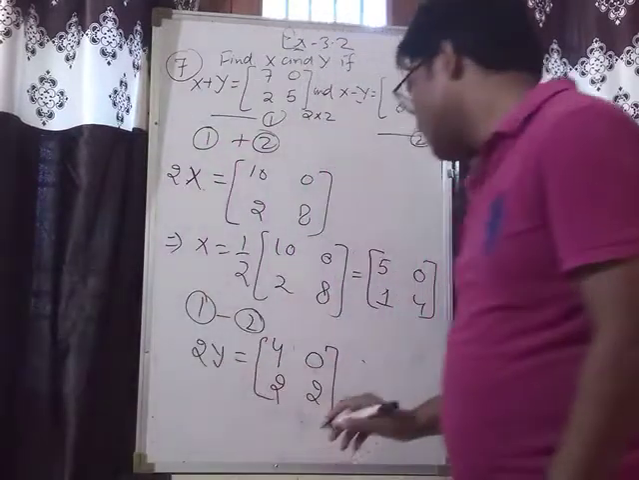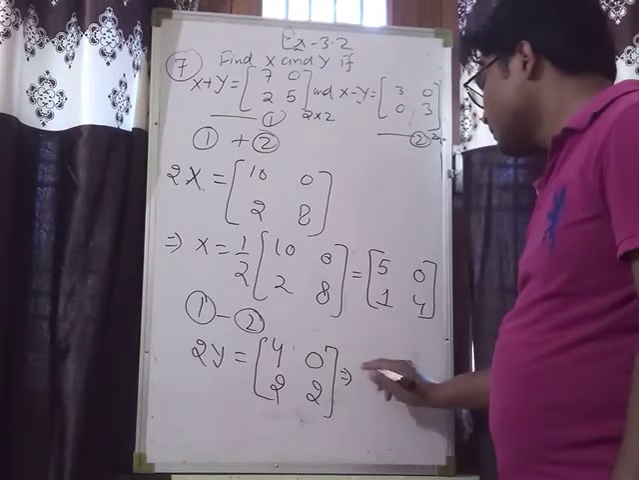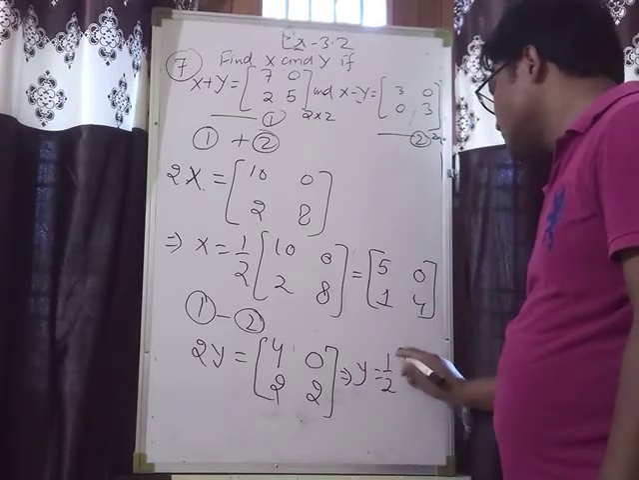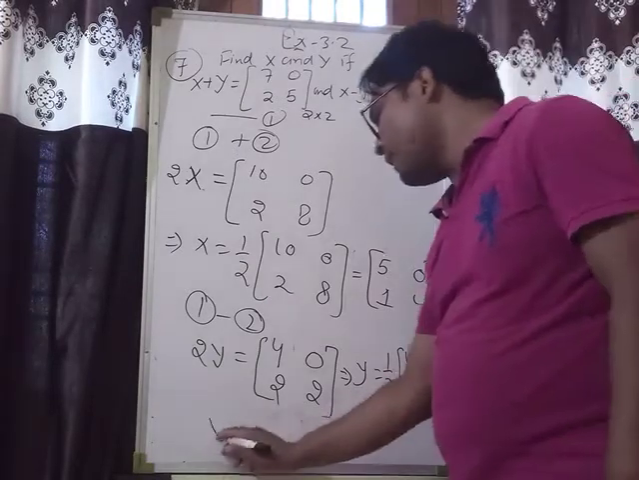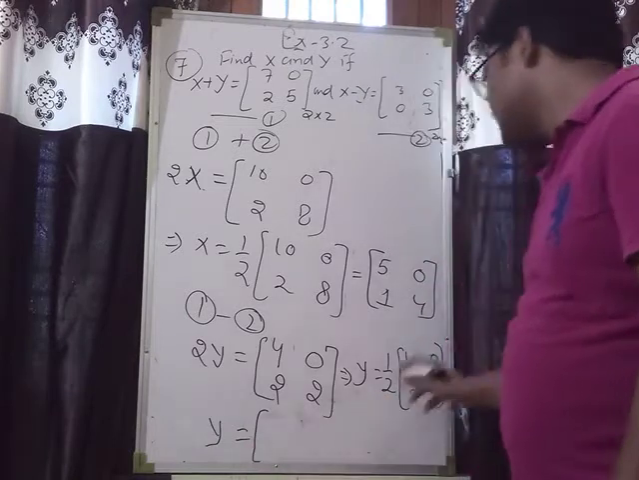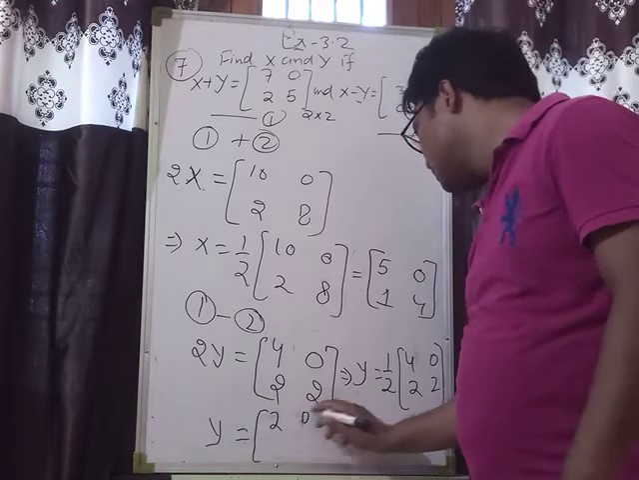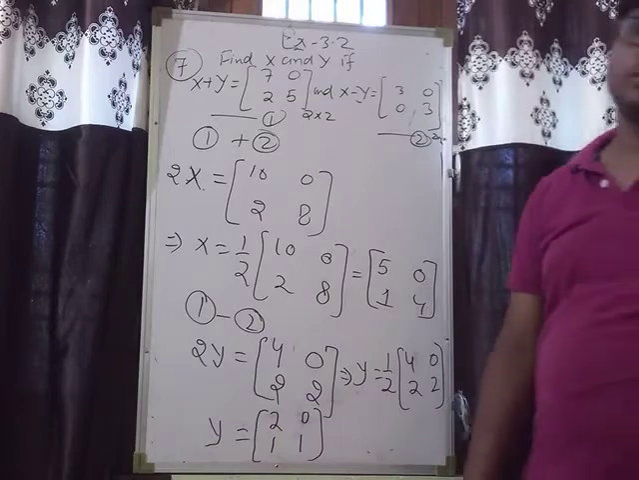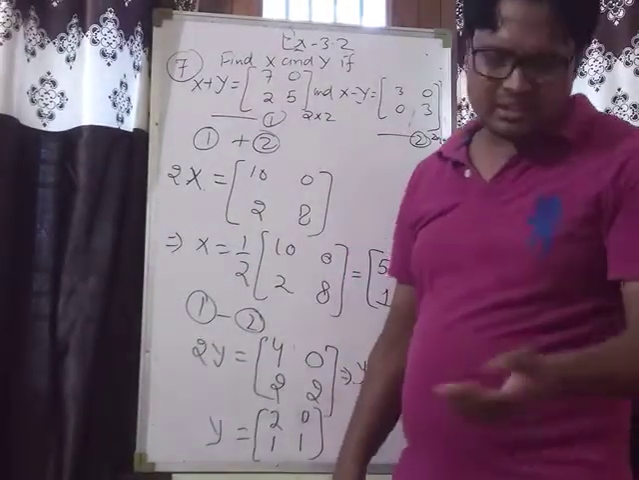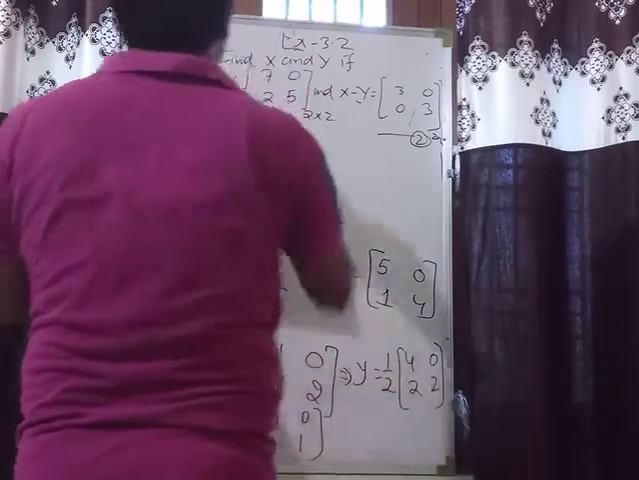Okay, then from here y is equal to what? You can see y is equal to 1 by 2 times 4, 0, 2, 2. So y is, this is 2 से आप डिवाइड कर लो, 4 divided by 2 is 2, 0 divided by 2 is 0, 2 divided by 2 is 1, 2 divided by 2 is 1. Got it? So that is simple question. Now question number 9.